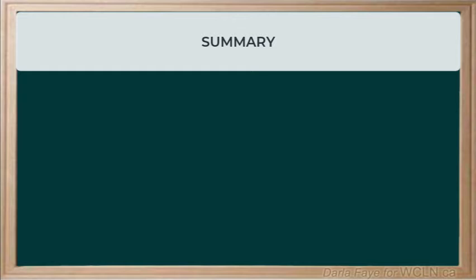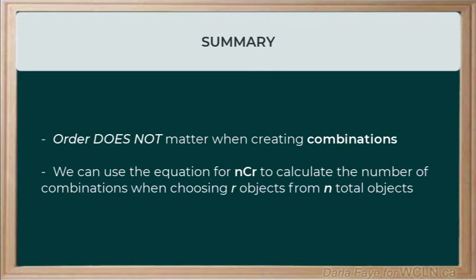Well, that brings us to the end of our introduction to combinations. So in this video, we talked about the concept of a combination and that order does not matter when we're counting the possibilities. And secondly, we learned our new formula to calculate the number of combinations, where we were choosing r objects from a total of n possible objects available.